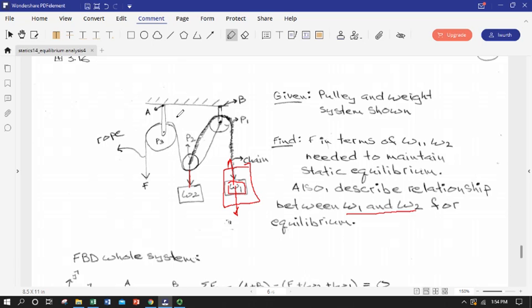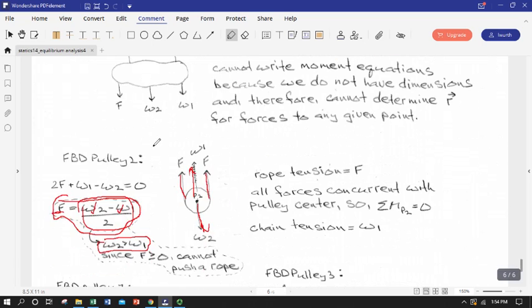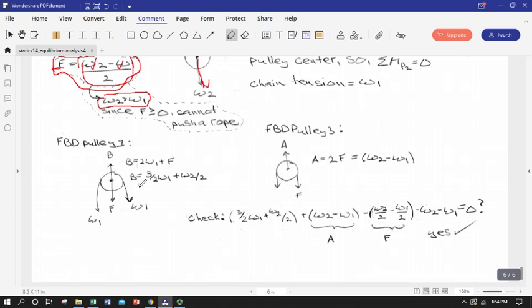Now we could have FBD'd every pulley, and we can get some other relationships. We can FBD this one, we can FBD pulley 3, and we can use these for checks, in fact. So we can put a relationship that we got for F into any one of these other FBDs and check ourselves. So that's another nice thing about using multiple FBDs.